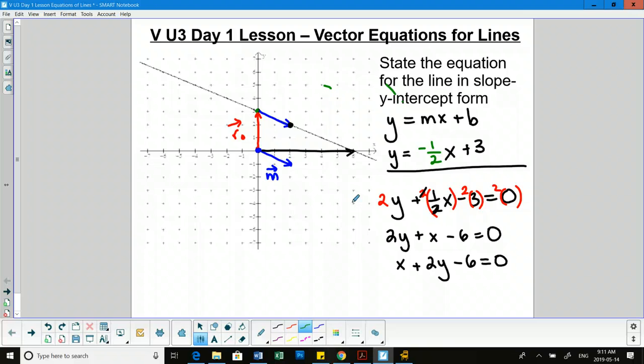And our M vector, what does the M vector stand for? The M vector is the direction vector, so it has to be parallel to our line. It's a vector that's parallel to our line. And we have the T because it can be, again, any scalar multiple of that parallel vector.